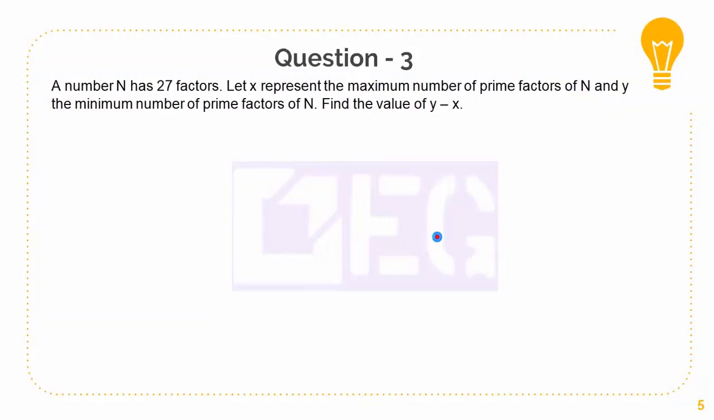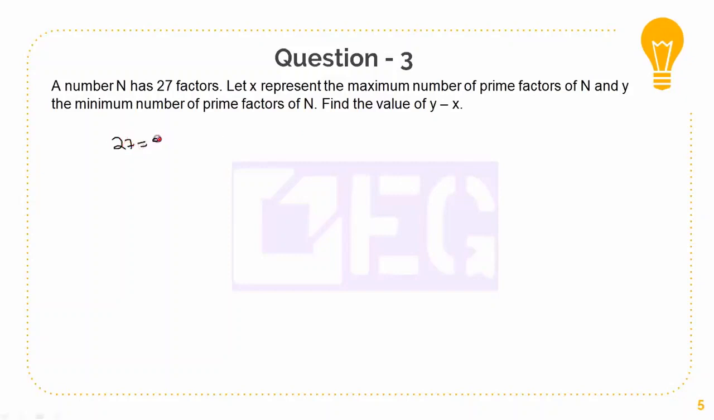Question 3 is again a concept of prime factors. A number n has 27 factors. Let x represent the maximum number of prime factors of n and y the minimum number of prime factors of n, and we want to find the value of y minus x.